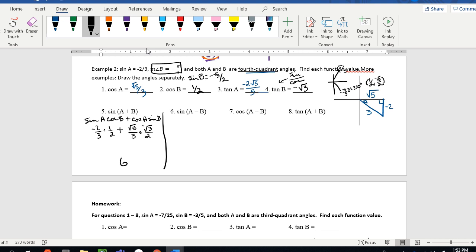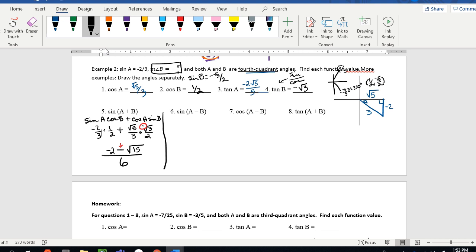So my final answer, it's all over 6, and I'm left with -2 minus, why negative? Because there is a negative right there, making this a minus sign. And square root of 5 times square root of 3 is square root of 15. I'm done. You cannot do anything about it.